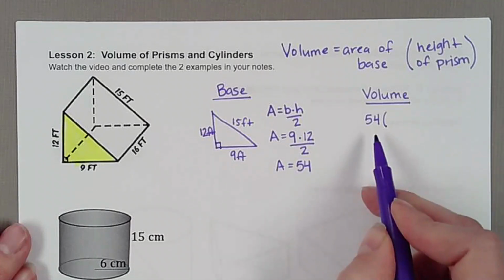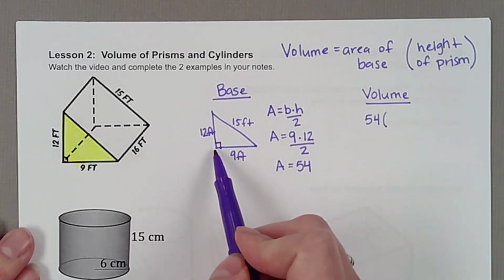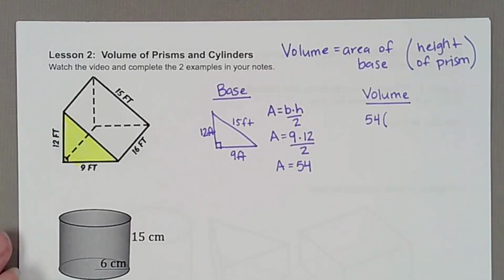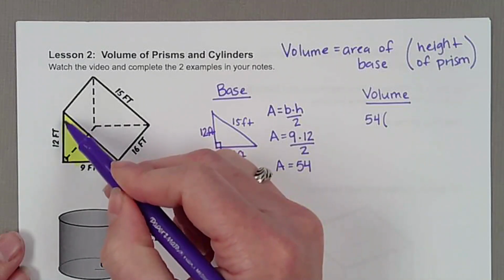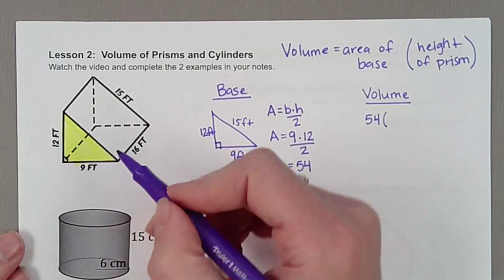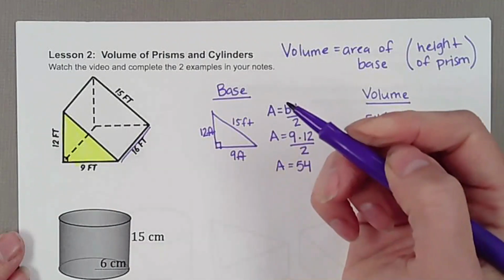Times the height of the prism. This is where you have to be careful. The height of the triangle was 12, but that's not how tall this prism is. Remember, if we were to take this prism and stand it on the base, so if this prism were standing on the triangle part, it would have a height of 16 feet.